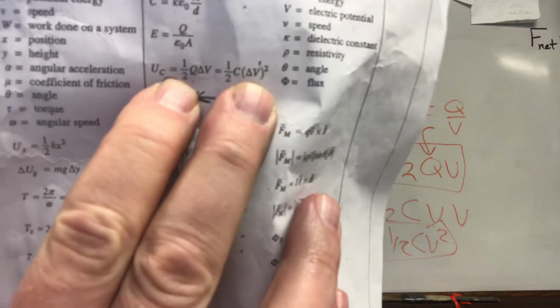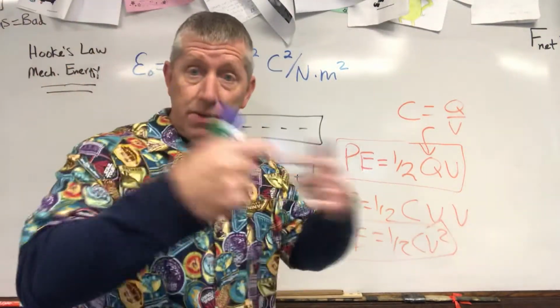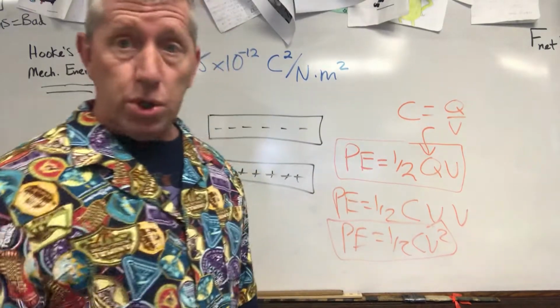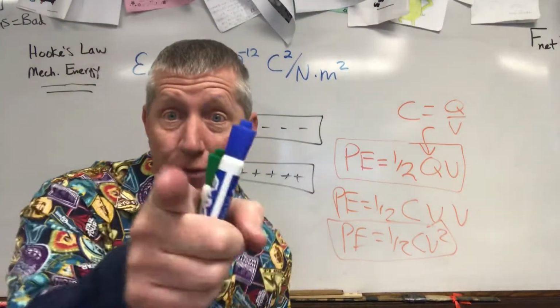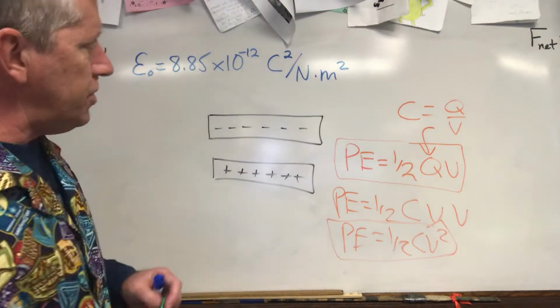Well, yeah, but that doesn't say potential energy. It says U. I know. AP likes to use U as PE. PE is a U. Okay. So here are our two equations for potential energy in a capacitor.